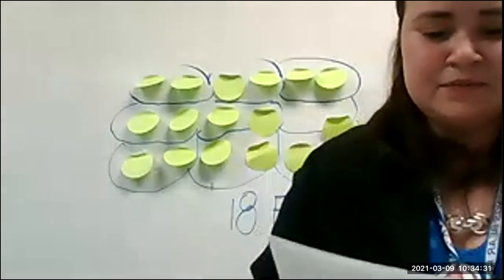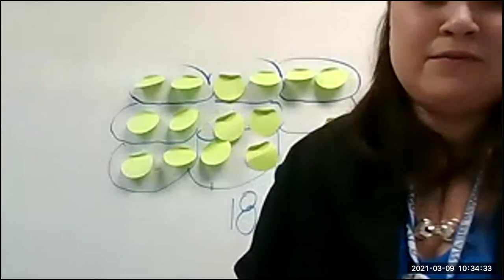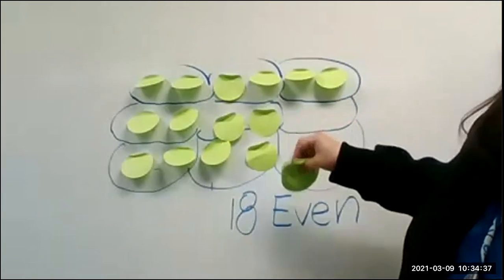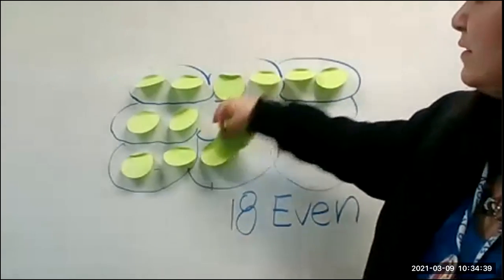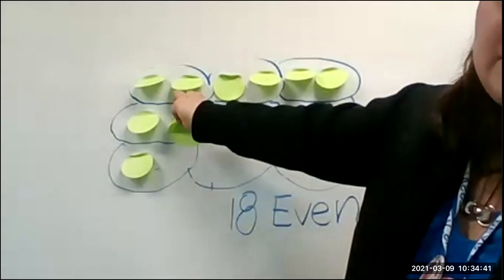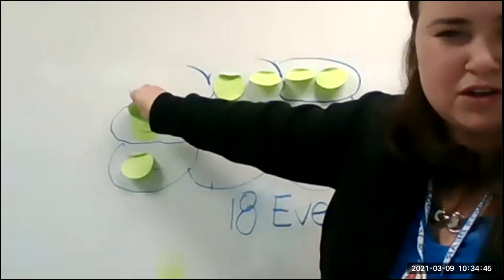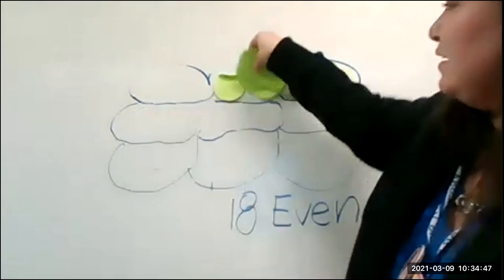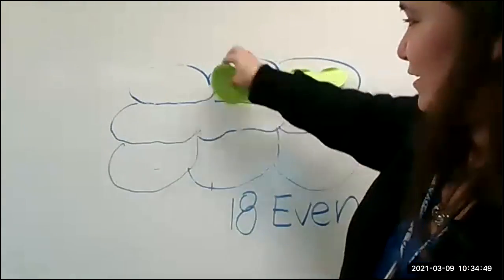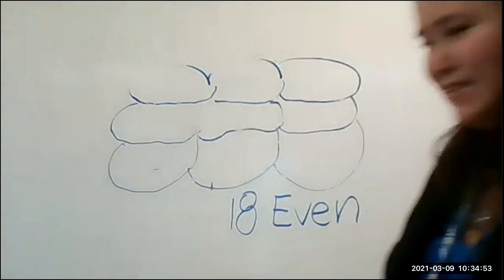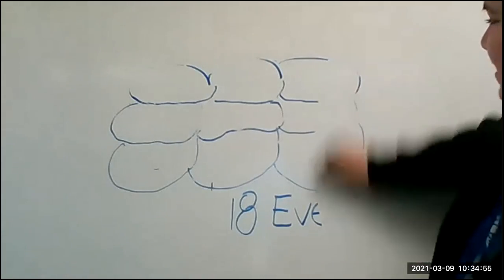All right, friends. So now we're going to talk about our odd numbers. Our odd numbers are numbers that can't be separated into groups of 2. There's always one left over. Miss Sanchez is making a mess right now. Too many Post-it notes.